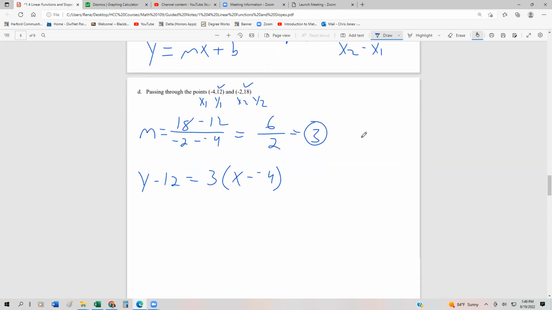And so now we're going to go ahead and clean this up. We could say y minus 12 equals 3 times (x plus 4). All right, so we're going to hold on to this. And that's one of our answers.